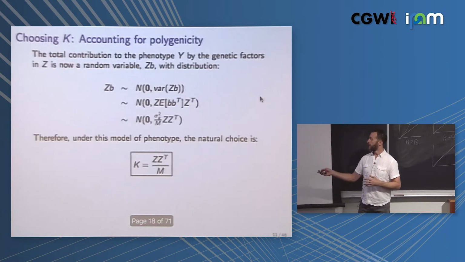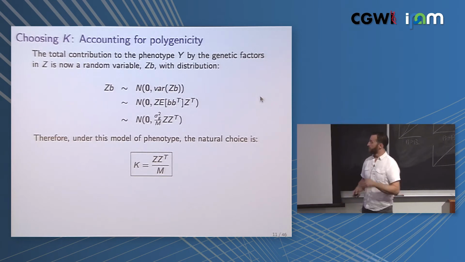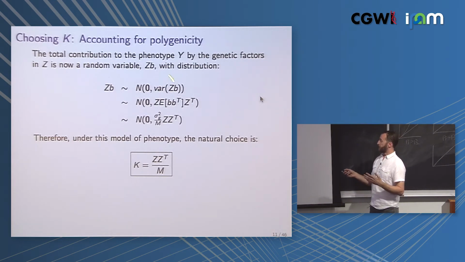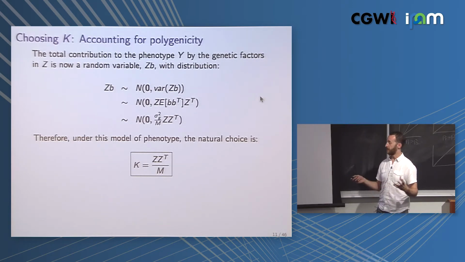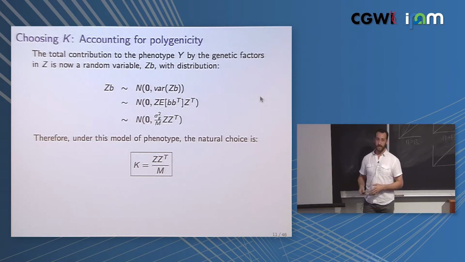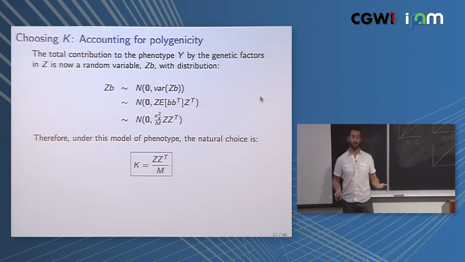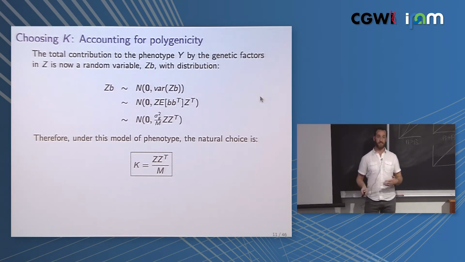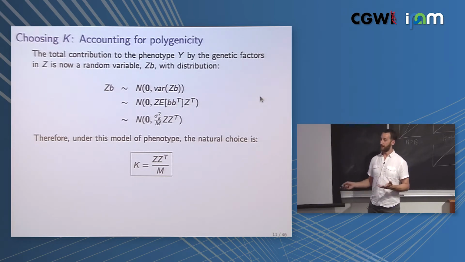So if we accept this distribution of the phenotype and we think about this term ZB, which is supposed to capture all of the polygenicity, we can ask what the variance of ZB is. It turns out to be this, because of how we defined beta. It's just sigma g squared ZZ transpose over m. And so we end up with a natural definition of k, which is the one that we use. This is the right definition of k to use if we want to account for polygenicity when running a linear mixed model.